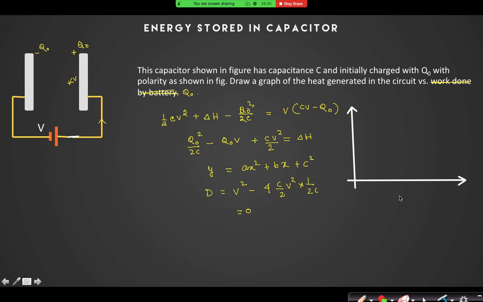Like this. If this is the Q naught axis and this is the delta H axis, then the graph will start from a positive point and then it will touch the Q naught axis, right? Y is equal to ax square plus bx plus c. Sir, the Q naught can also be negative, so the graph will extend to the negative x axis too. Yes, you can extend this graph like this also.